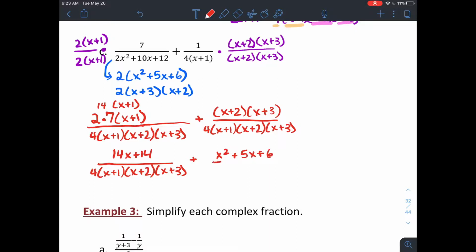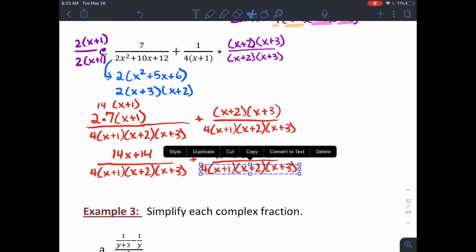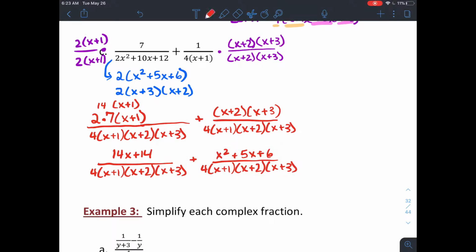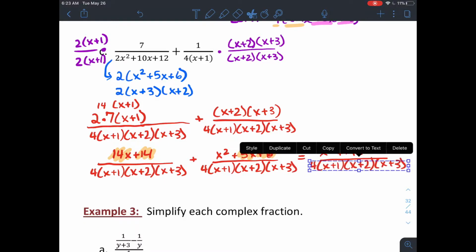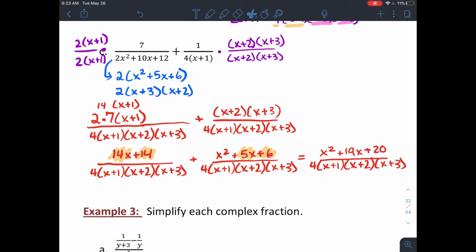So if I multiply each of my numerators together, then I can see when I add those fractions together that there are some like terms. So I can add my 14x and my 5x and get 19x. And my 14 plus 6 will get me 20. So my final expression is going to look like that. And it's a good idea to check and see if the top factors to see if anything divides out with the bottom, but it does not.